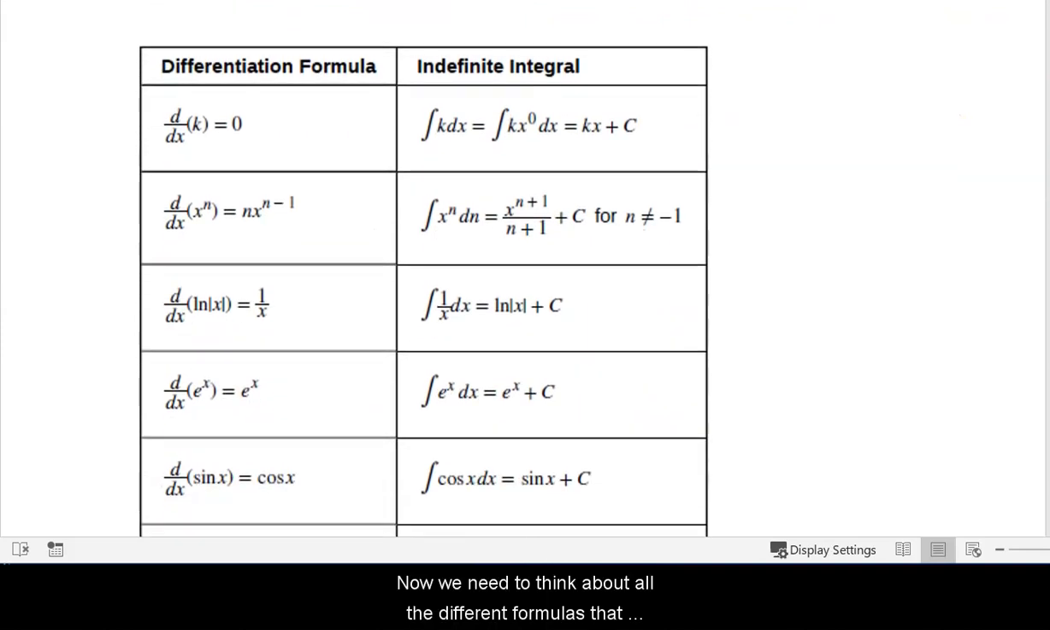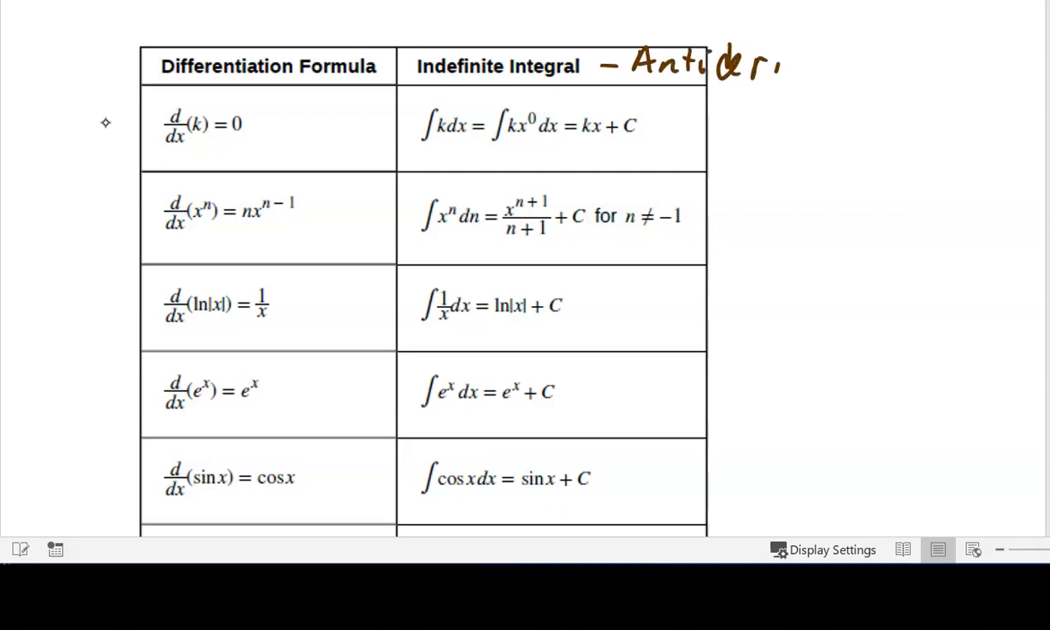Now we need to think about all the different formulas that we've come up with. On the left, you'll see the derivative formula, and on the right, you'll see the indefinite integral, or the antiderivative that corresponds to it. Remember that the antiderivative is another word for indefinite integral. Antiderivative and integration are similar processes, the same process, in fact.